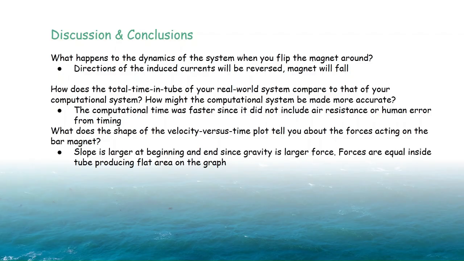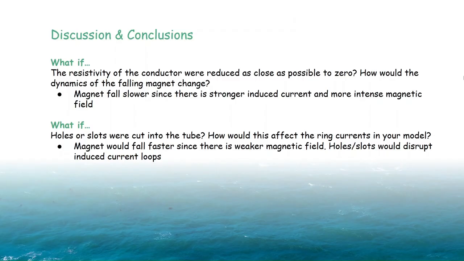So moving into some discussion questions, what if the resistivity of the conductor were reduced as close as possible to zero? How would the dynamics of the falling magnet change? So the magnet would fall slower since there's a stronger induced current and more intense magnetic field. By Ohm's law, decreasing the resistivity decreases the resistance, which would increase the current flowing through the tube. And by Lenz's law, increasing the current would increase the force exerted on the magnet, which would cause it to fall slower.